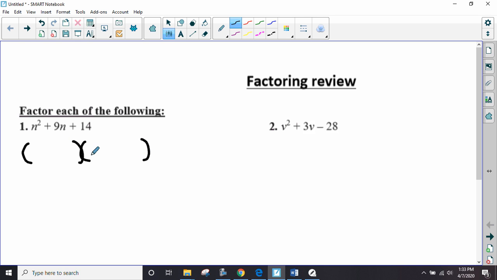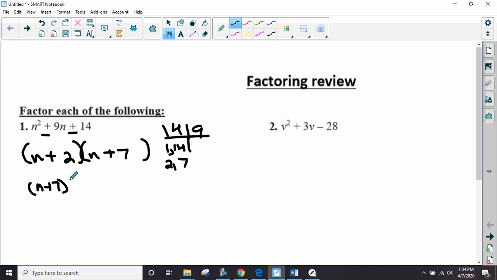Now, if we notice, both of these are positive. So we know we're going to have an n here and an n here, and both of these are going to be positive. Alright, the factors of 14 that add to 9. Well, 14 and 9, there's only a few factors. There's 1 and 14, 2 and 7. So our factors are going to be 2 and 7. Remember, it could be written like this, or you could have n plus 7 and n plus 2.